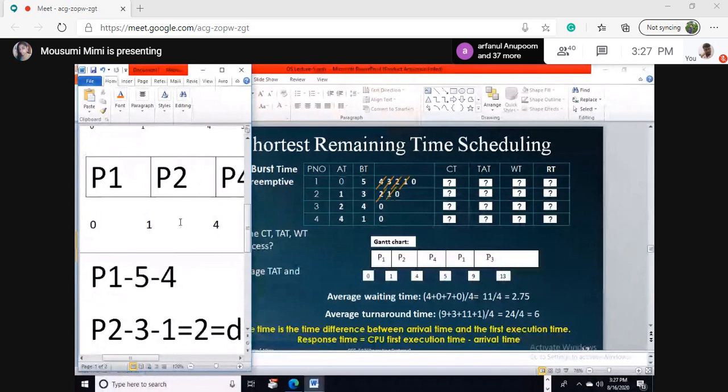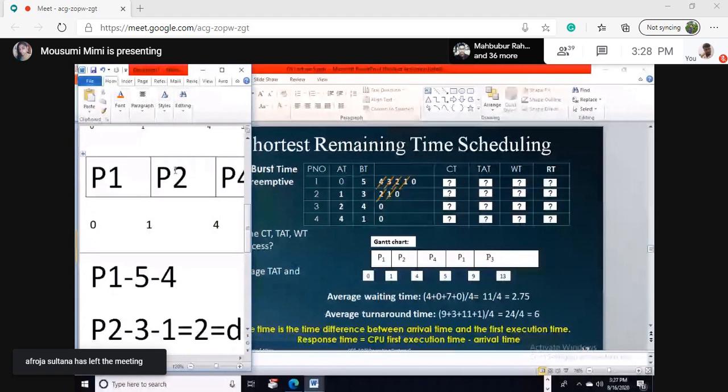Again, within 1 second, means 1 plus 1 equals 2 seconds. After 2 seconds, process 3 comes. But look at the burst time. The burst time of process 3 is 4. Process 2 has 3 minus 1, from 3 plus 1, equals 2 remaining. So the remaining burst time of process 2 is 2, process 3 is 4 and process 1 is 4. Which is the smallest? Process 2 is actually the smallest. So I complete the full task. So 3 plus 1 equals 4. So I complete the process 2 task.